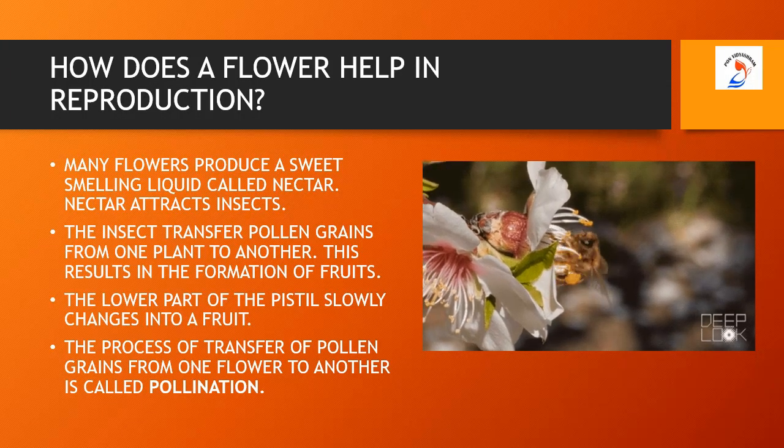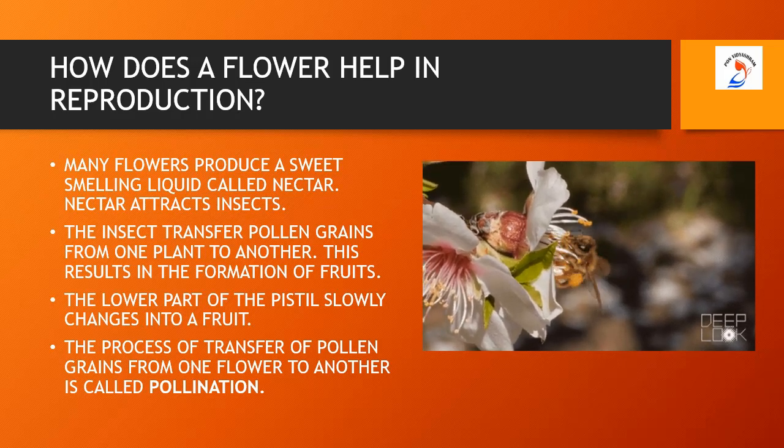How does a flower help in reproduction? Many flowers produce a sweet smelling liquid called nectar. Nectar attracts insects. You can see that in the picture children. What is that insect trying to do? It is trying to suck the nectar from the flower.